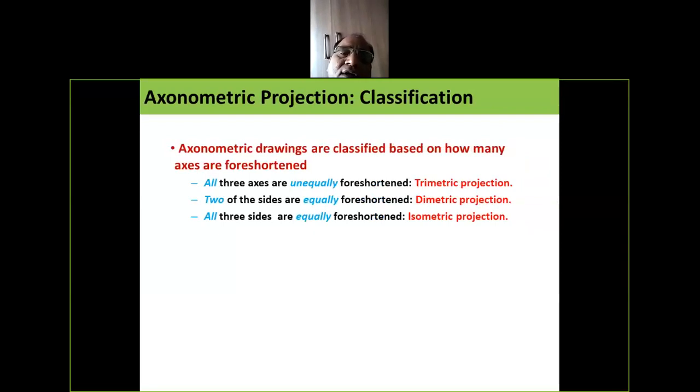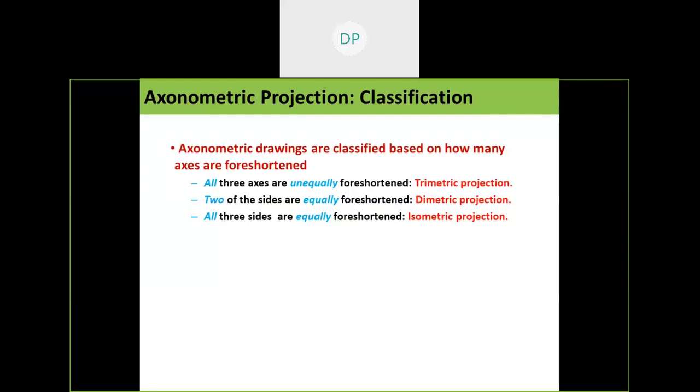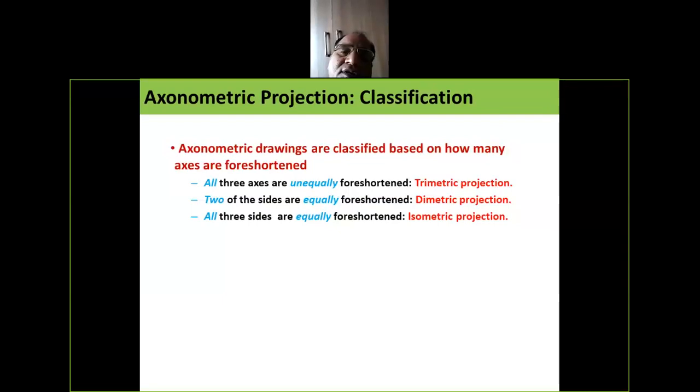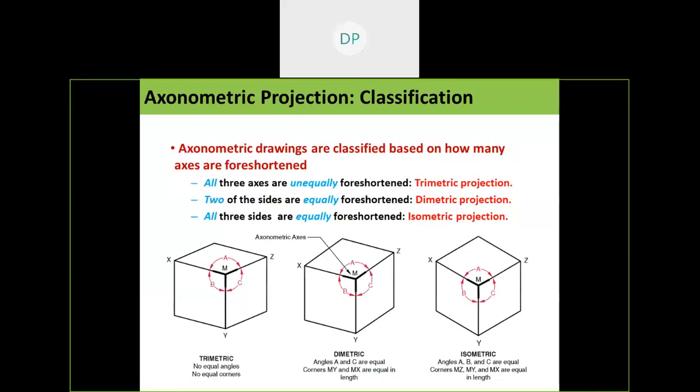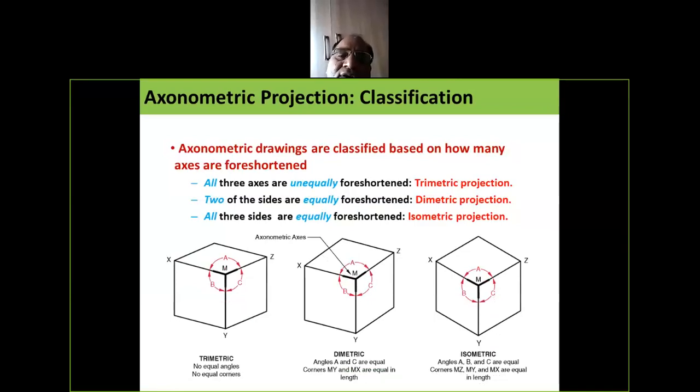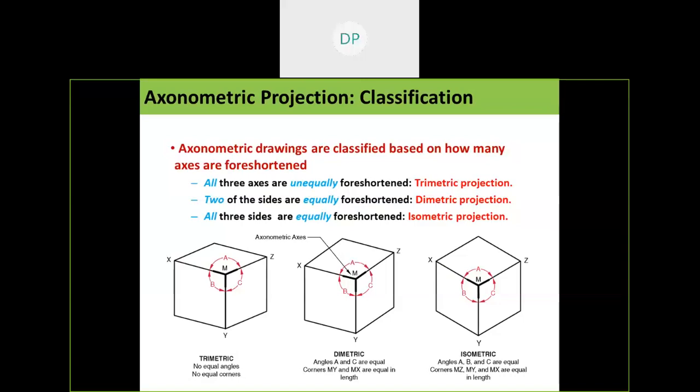Now axonometric drawings are classified based on how many axes are foreshortened. That axis may be foreshortened about 80% of the real length. If all three axes are unequally foreshortened, this is known as trimetric projection. If two of the sides are equally foreshortened, this is known as dimetric projection. And if all sides are equally foreshortened, this is known as isometric projection.